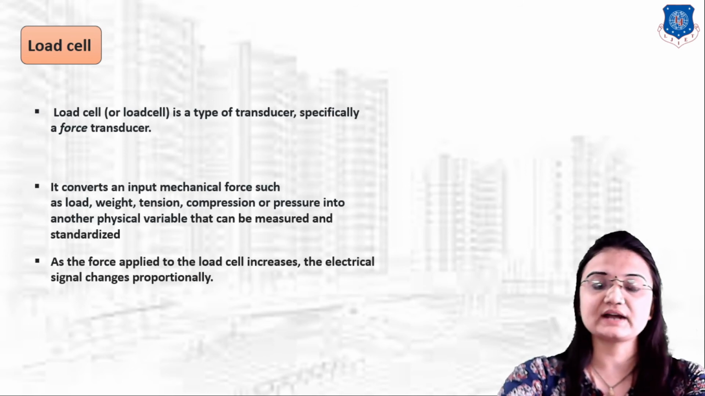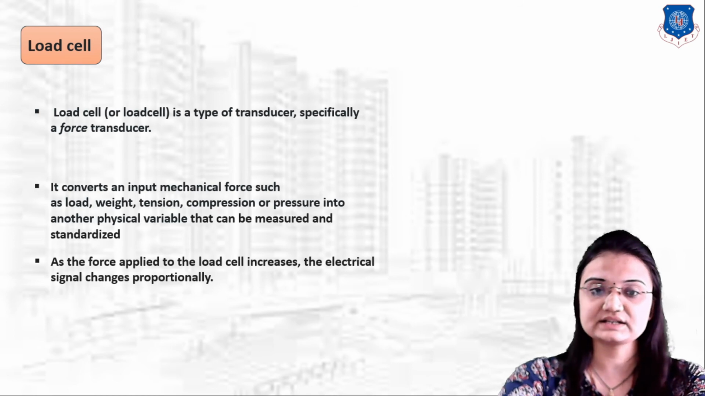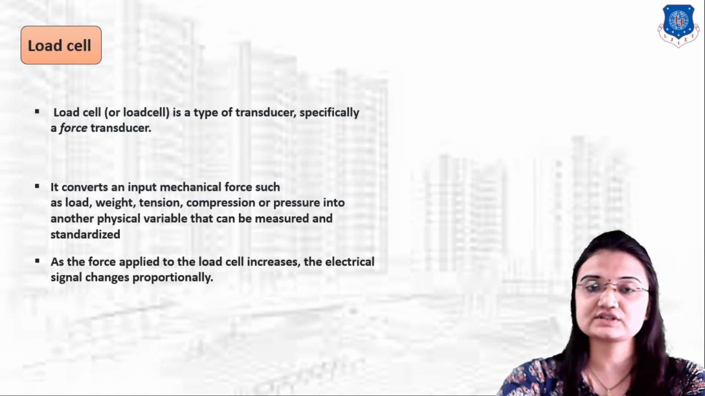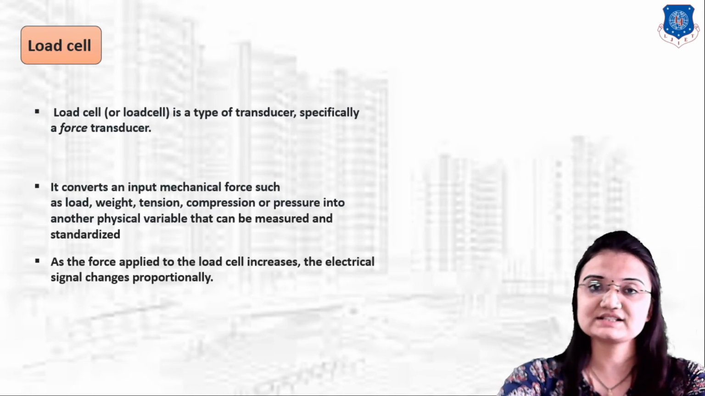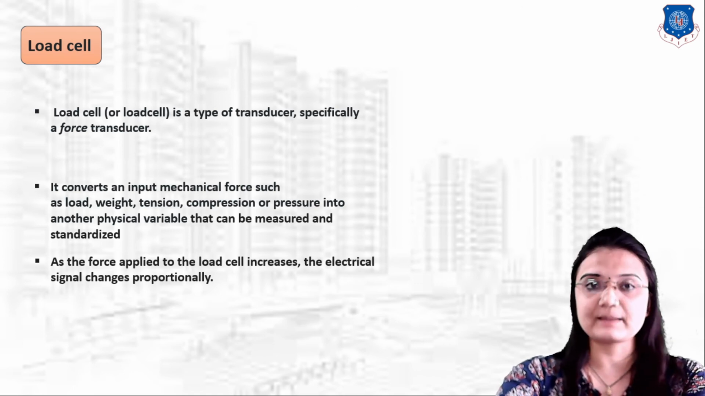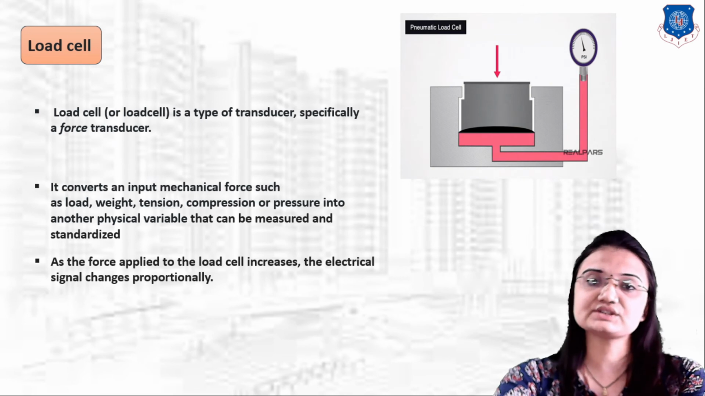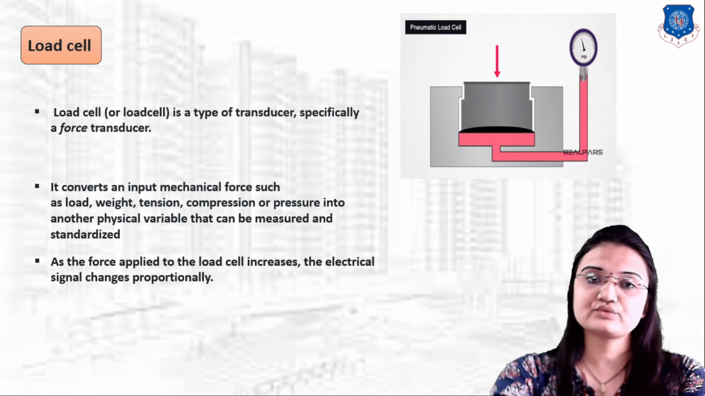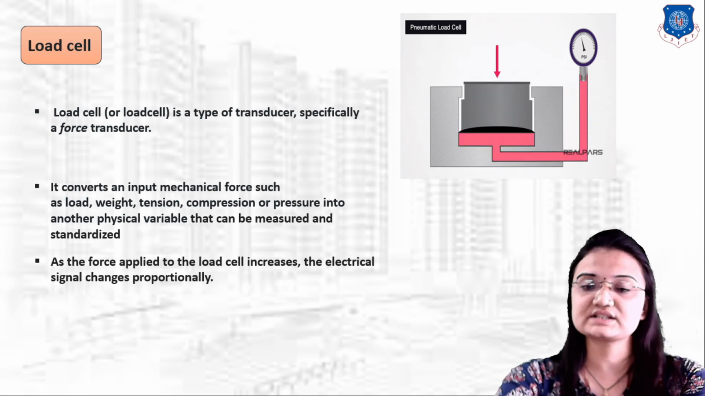As the force applied to the load cell increases, the electrical signal changes proportionally. When the force applied to the load cell increases, the electrical signal at the output side will increase proportionally, which gives us an output proportional to the force applied. So this is the basic working of the load cell. Its basic application is to measure a load or weight. You can easily see in this video that whenever the force applied to the load cell increases, the output signal, in the form of an electrical signal, changes accordingly. You can clearly see this in the voltmeter.